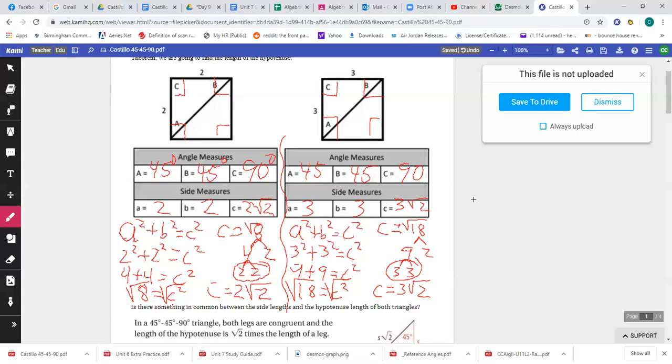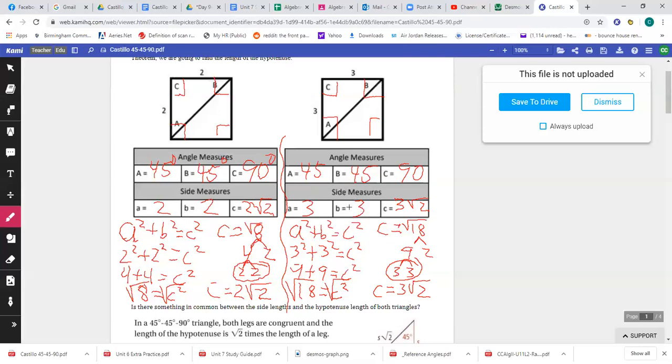I want you to take a look at what happens with the side measures. Look at the left 45, 45, 90 triangle. If I have 2 and 2, the hypotenuse is just 2 root 2. If the side lengths are 3, 3, then the hypotenuse is 3 root 2. So there's a pattern here. If you know what the legs are, you should know what the hypotenuse is, and you don't even have to go through Pythagorean theorem. You could always go through Pythagorean theorem, but this lesson will show you how to do it without Pythagorean theorem.